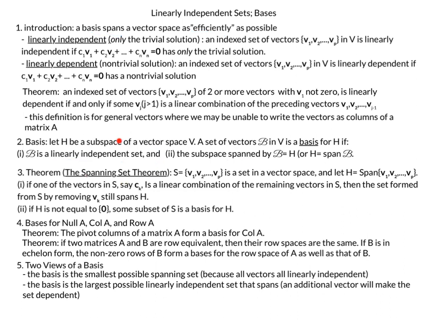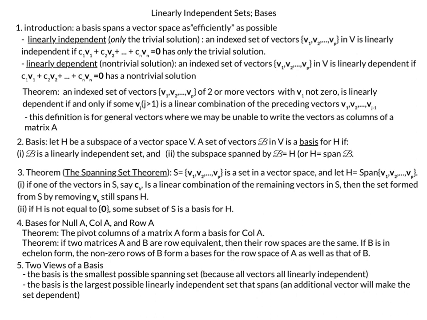We have the spanning set theorem, which says that if we have a set of vectors S in a vector space and we let H equal the span of those vectors, then if one of the vectors in S, say vk, is a linear combination of the remaining vectors in S, the set formed from S by removing vk still spans H. That's because vk can be written in terms of the other vectors. 2, if H is not equal to 0, then some subset of S is a basis for H. Once you get rid of all the extra dependent vectors, you'll have a basis.